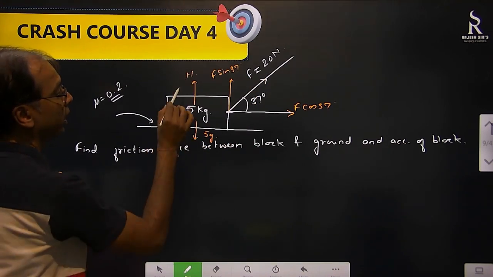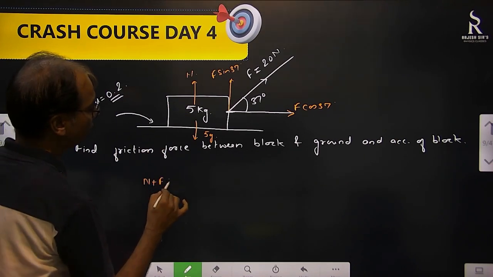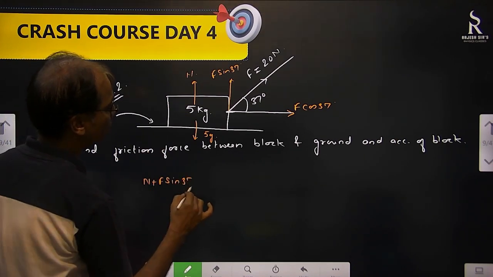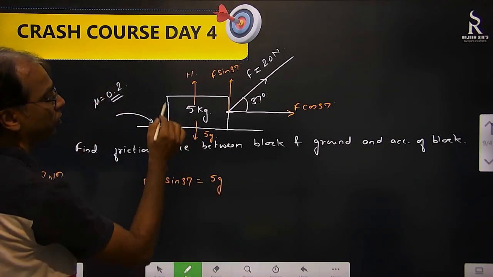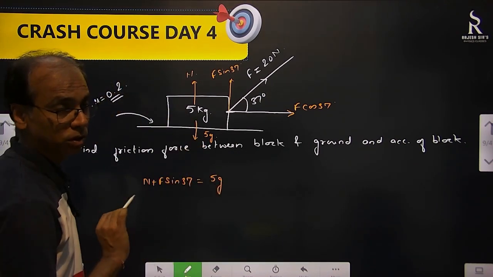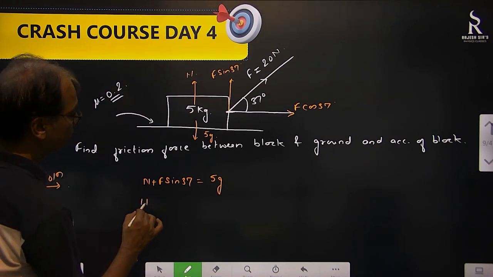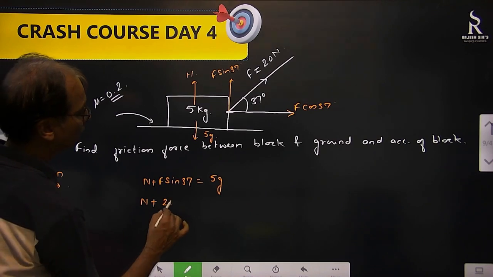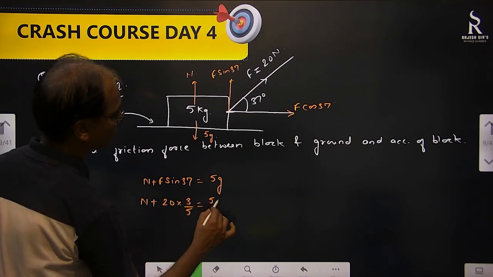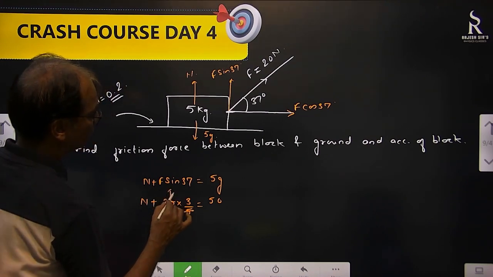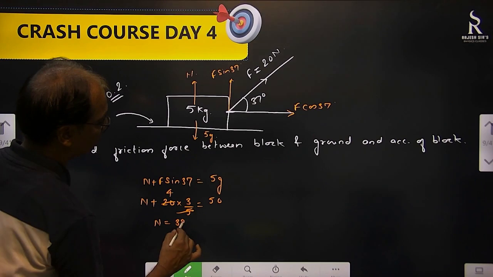So if you are calculating n, because it's not going upwards, n value will be what? We write n plus F sin 37 equal to 5g. Downward force equal to upward force because motion is not along vertical, right? So n plus F, that is 20, sin 37 means 3 by 5, and here we can write 50. So how much is that? This is 12. So n value is going to come as 38 Newton.